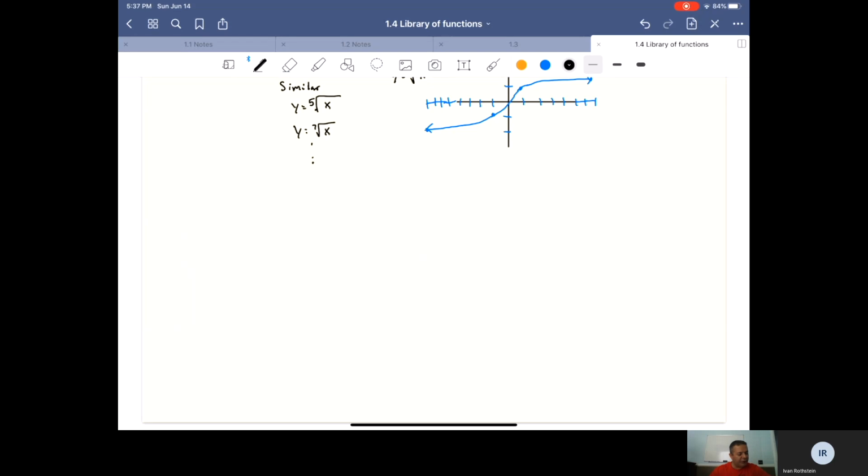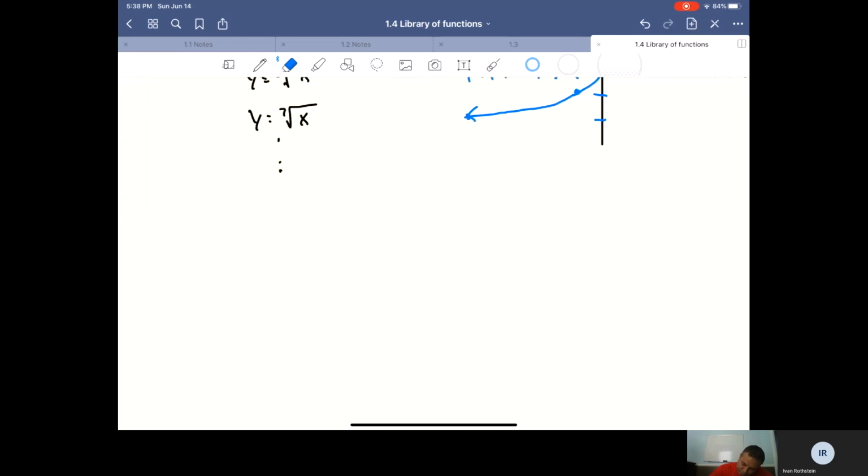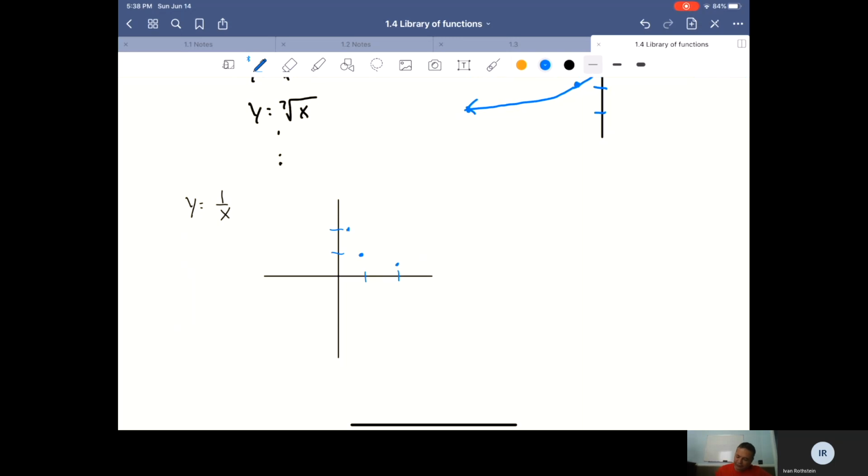The next one we're going to look at, or the next family, is y equals 1 over x. Okay, if we were to graph y equals 1 over x, well, 1 comma 1 is on there, 2 comma 1/2, and 1/2 comma 2 is on there.